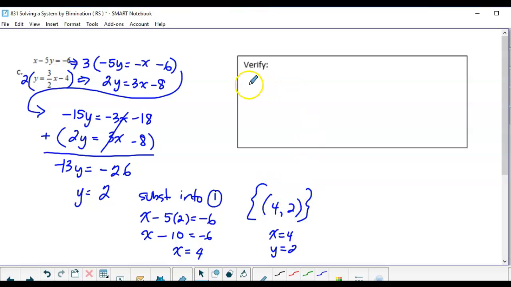Okay, to verify, x minus 5y is negative 6. So we'll have 4 minus 5 times 2. 4 minus 10 equals negative 6.